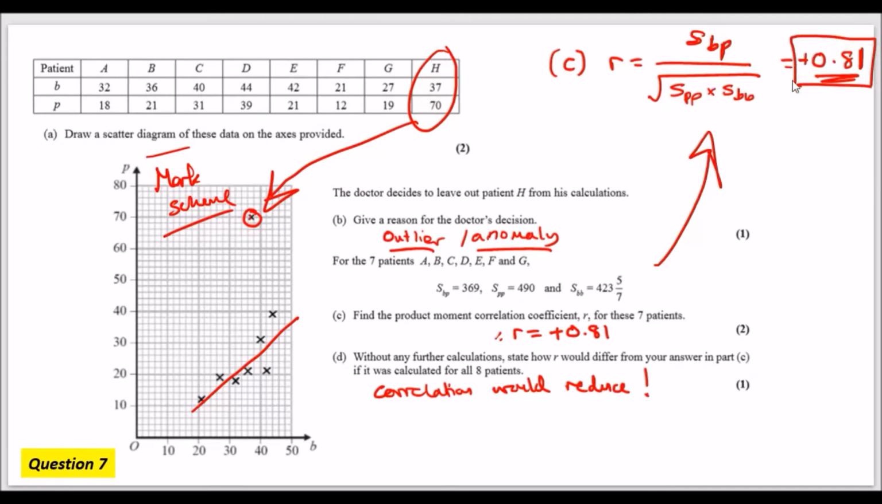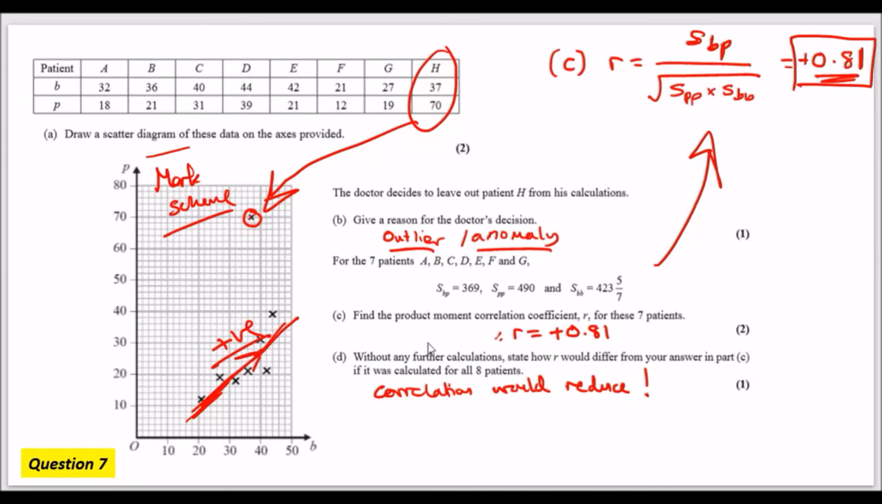So when a value is like this, if it's close to 1, we call it a strong positive correlation. So it's quite a strong correlation. This is actually the value here. And if you look carefully, it does look like a strong correlation since all the values are very close to each other. So extremely positive.